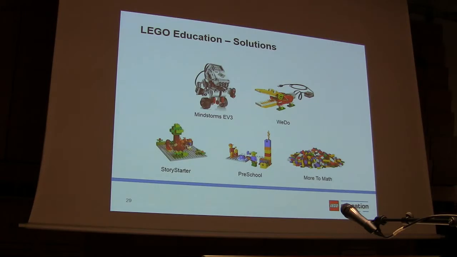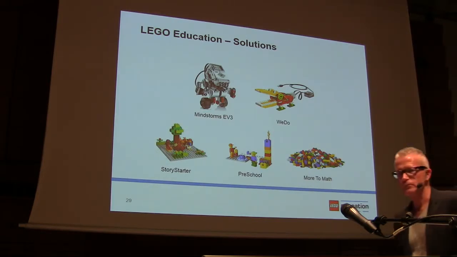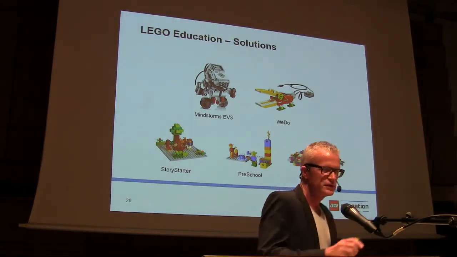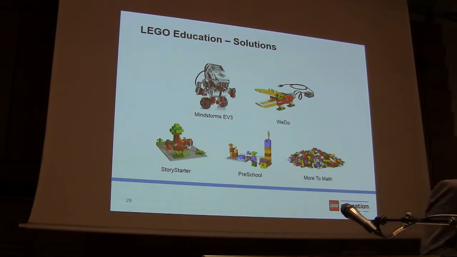And then we have, for the smaller kids, the WeDo, where you can work with sensors and motors. For instance, you can build a crocodile, so whenever you feed it, it closes its mouth, and you learn how to program. Then we also have the Story Starter. Instead of just starting with a pen or at a computer, you build your story.